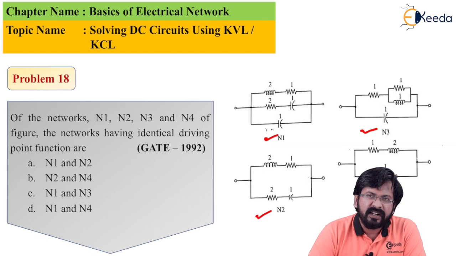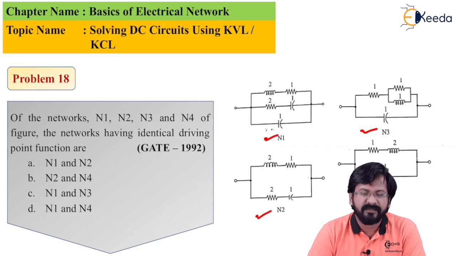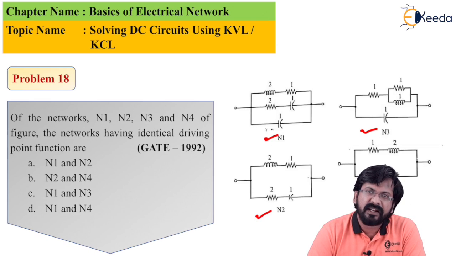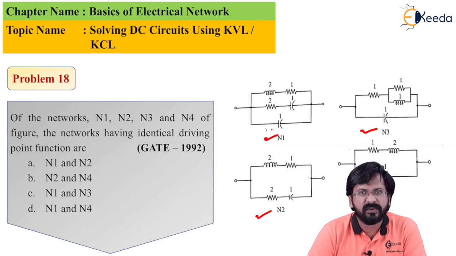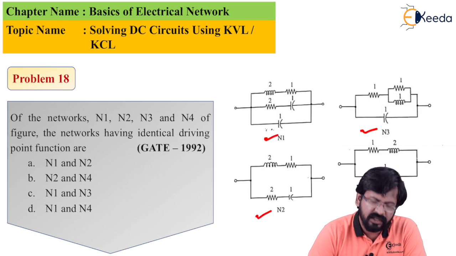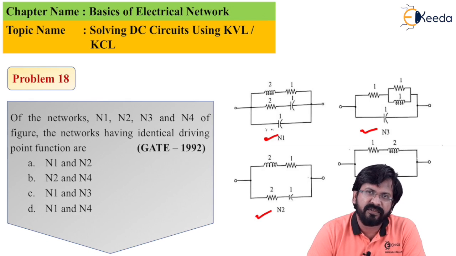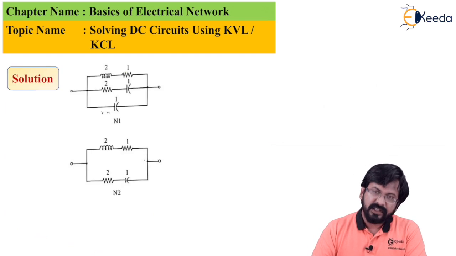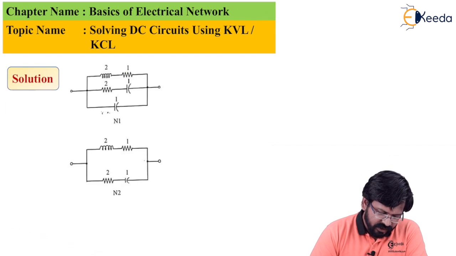We know the fact that it is easy to calculate impedances when elements are connected in series, whereas admittances are advisable when a parallel circuit is given. In this case, as you can see, the parallel circuit is given, so we will try to go for admittance calculations rather than impedance calculations, and accordingly we will verify which networks are identical to each other. Let us start with the solution now.